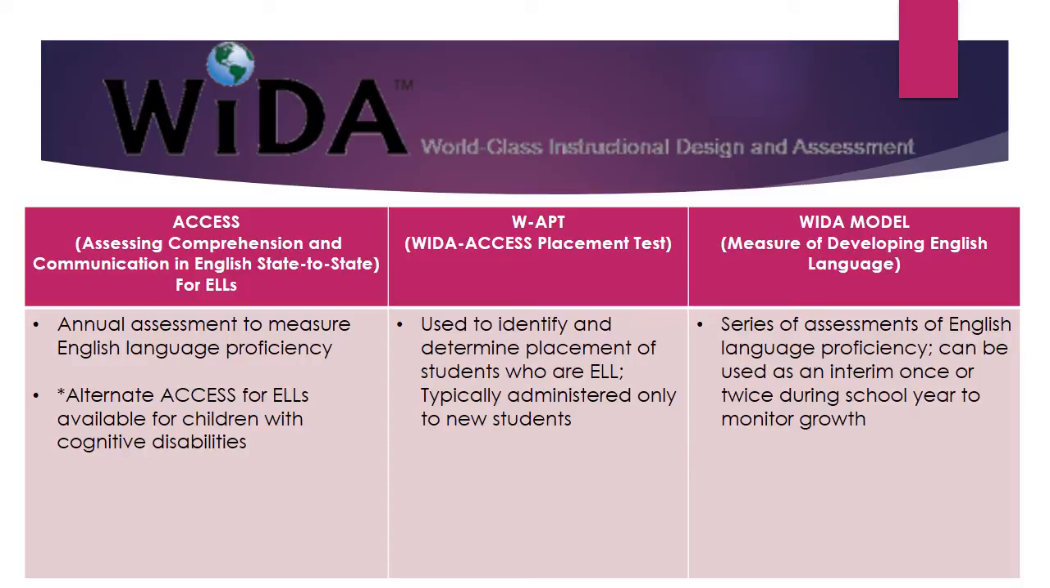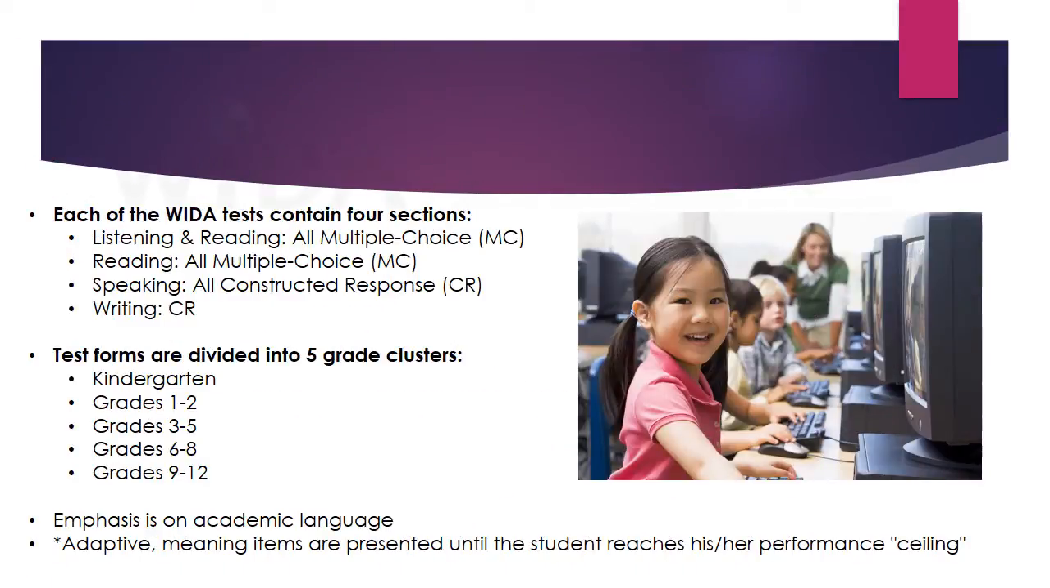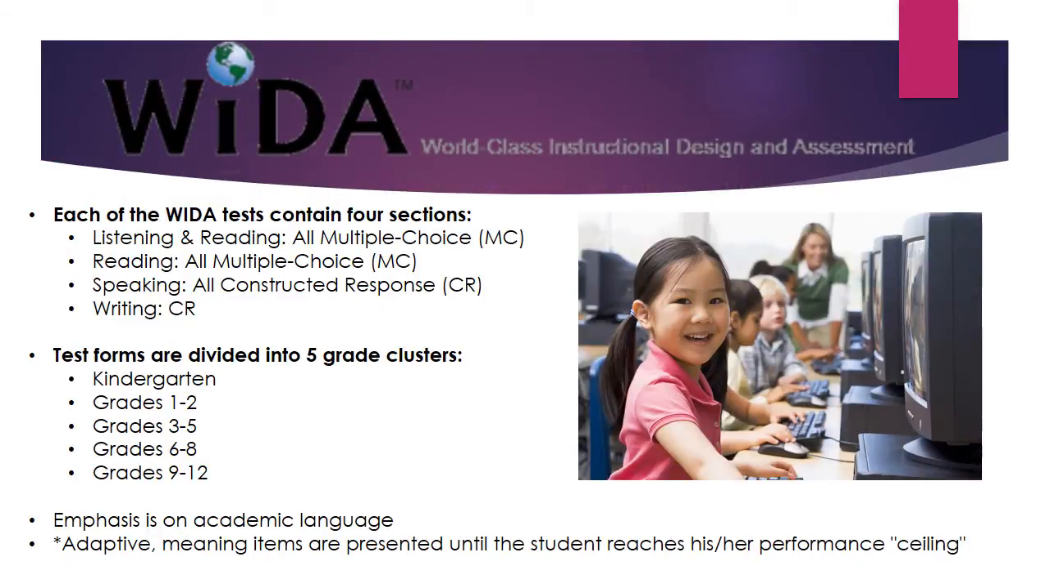The next test is the WIDA Access Placement Test. This is used to identify and determine the placement of students who are ELL. And the last one is the WIDA Model. This is a series of assessments of English language proficiency and can be used as interim assessments to check for growth. Each of the WIDA tests just seen contain 4 sections: listening, reading, speaking, and writing.